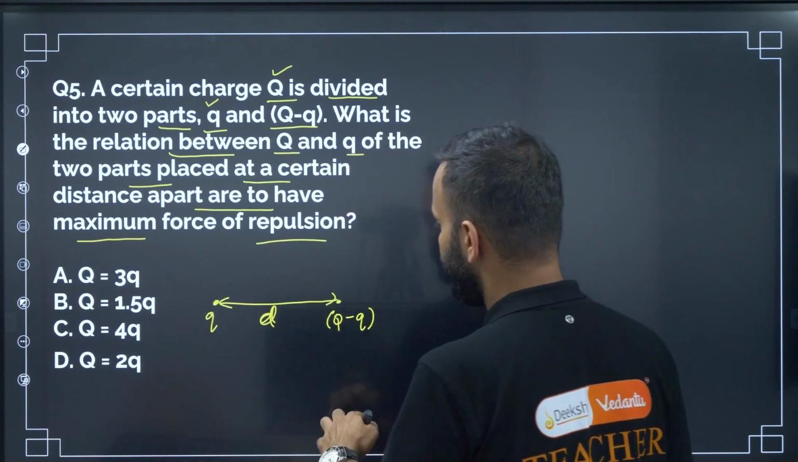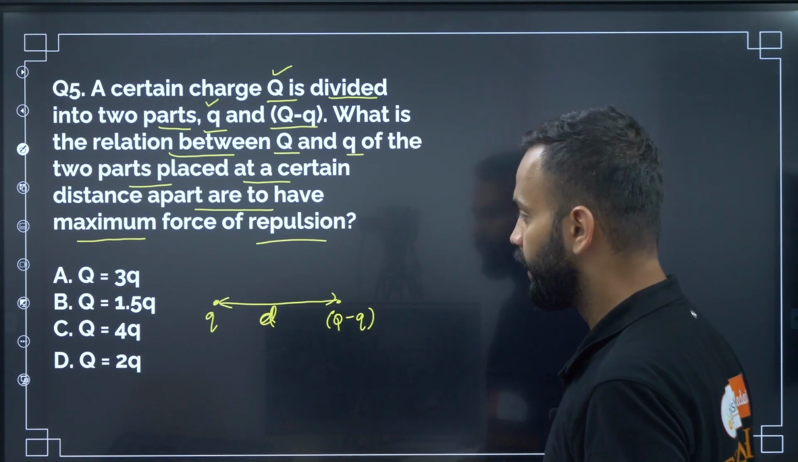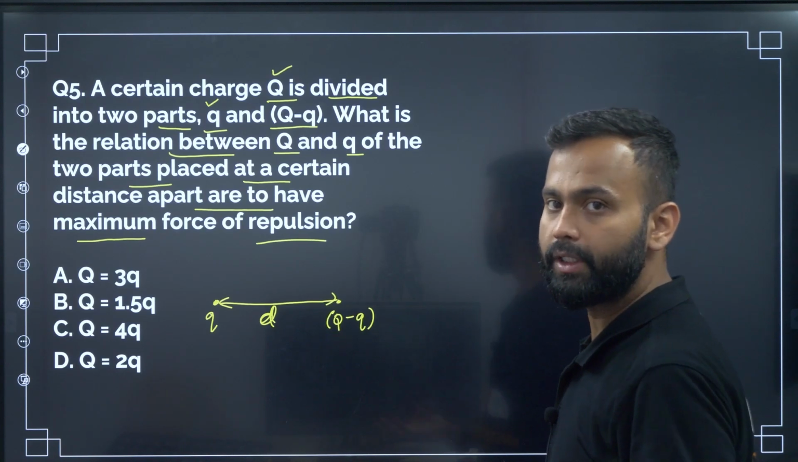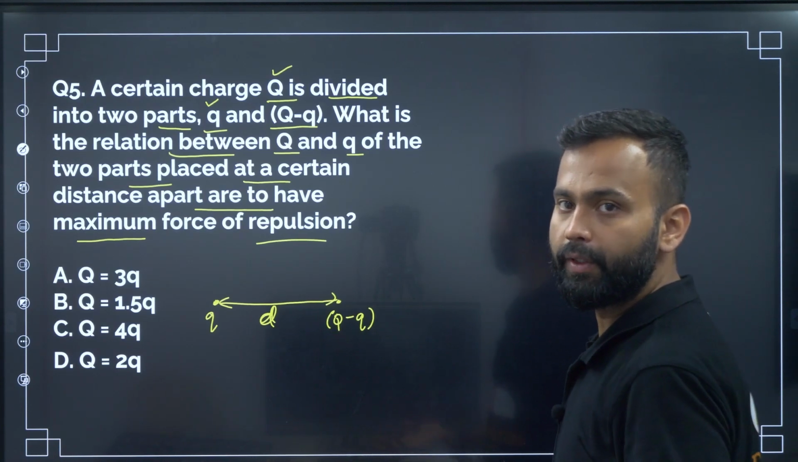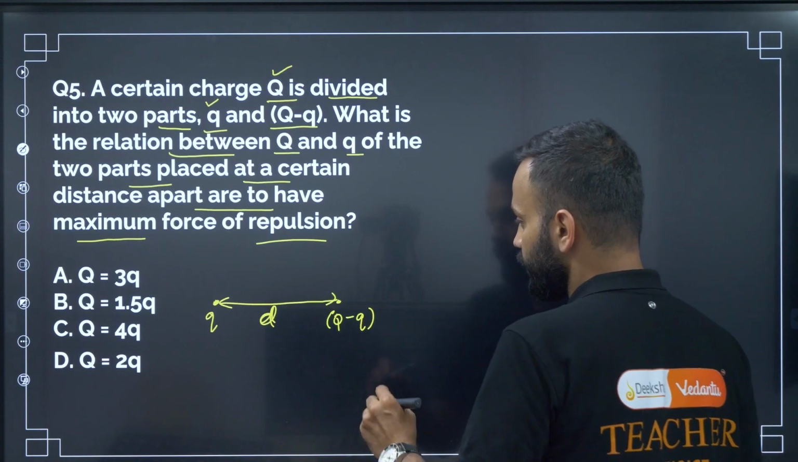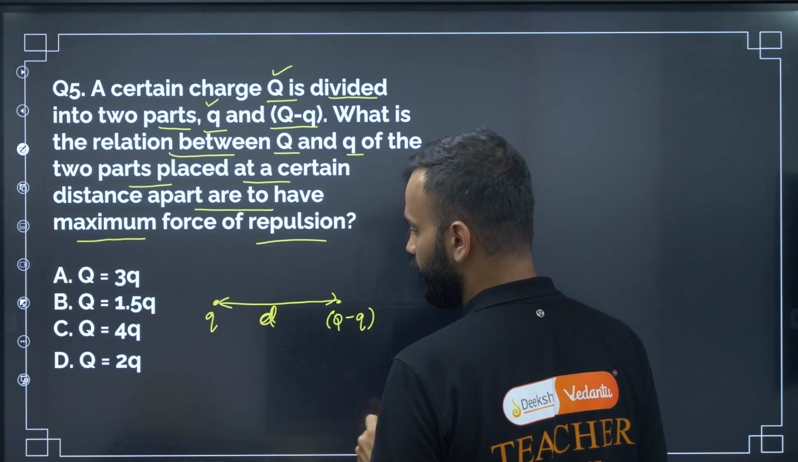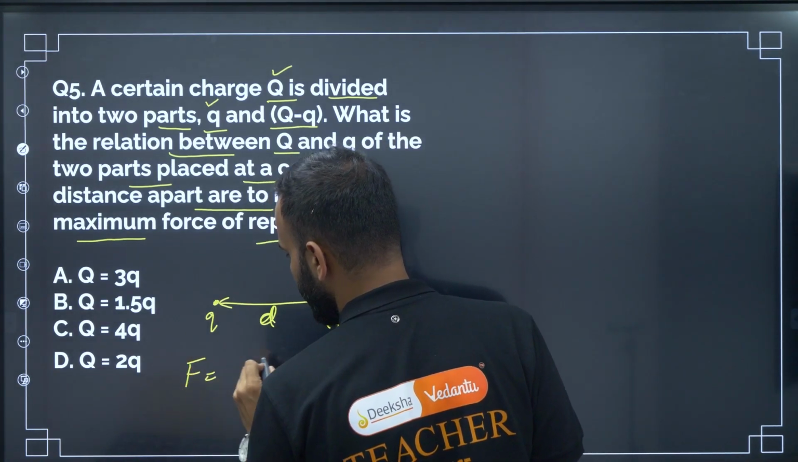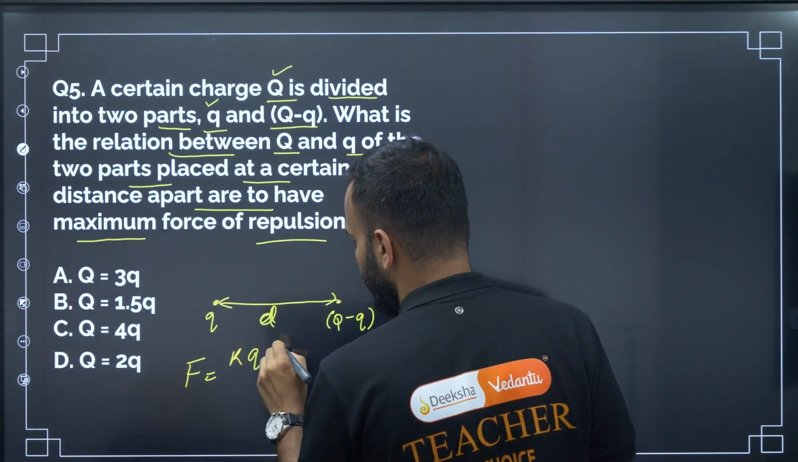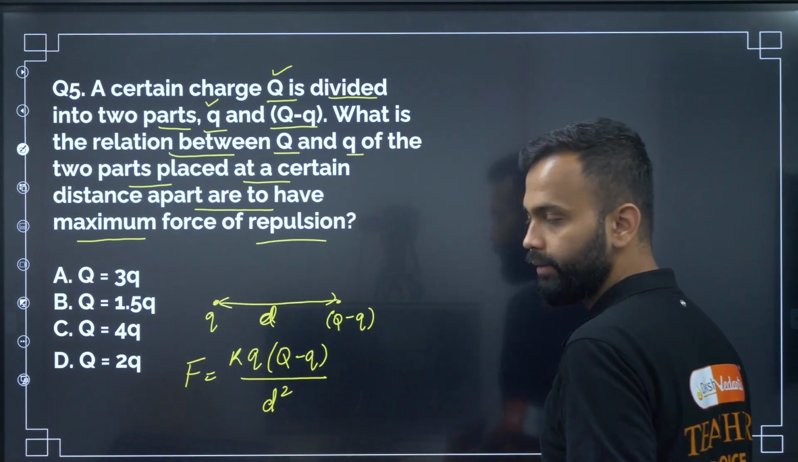This is the distance d where the force of repulsion between q and capital Q minus q is maximum. First we write the force equation using Coulomb's law, then differentiate with respect to q, then equate that to 0, and you will get the relation between capital Q and small q. The force between these two charges: F is equal to K, that is 1 by 4 pi epsilon naught, into q into capital Q minus q divided by d square.